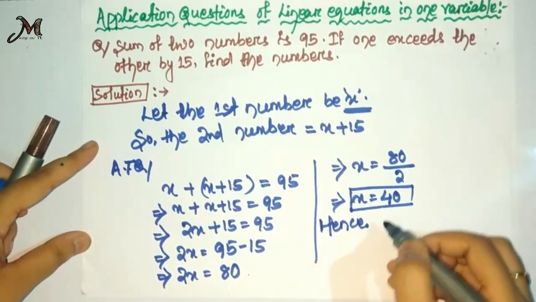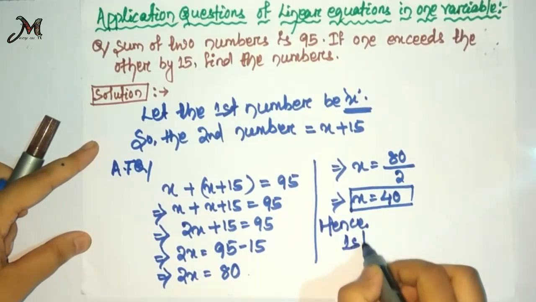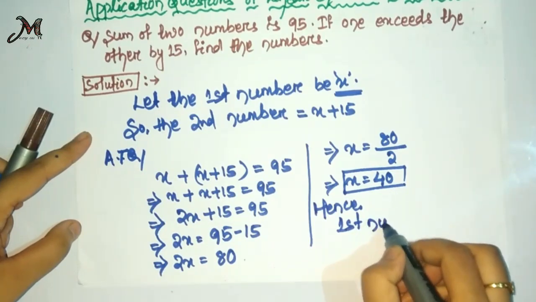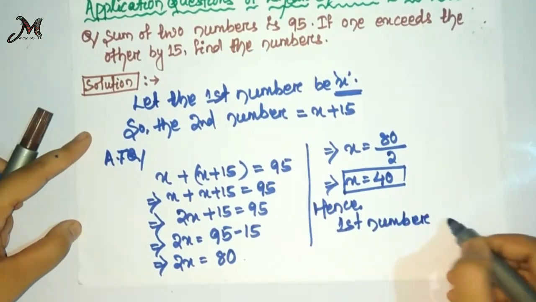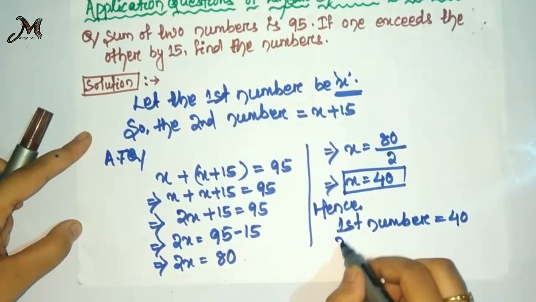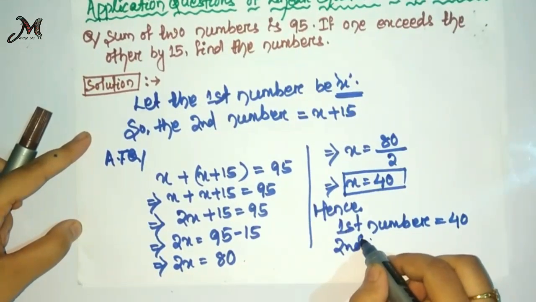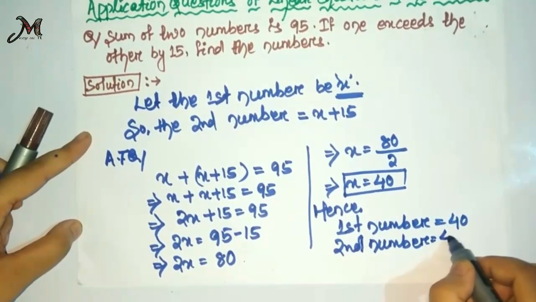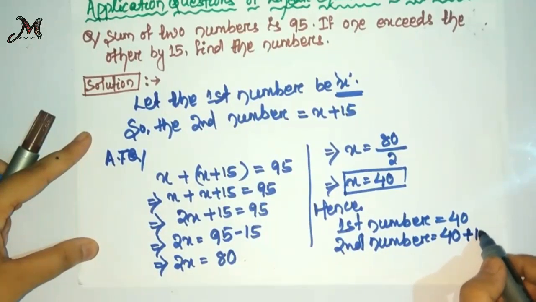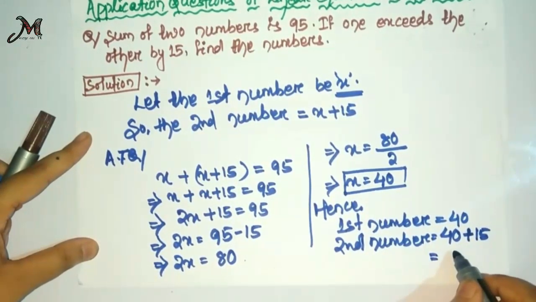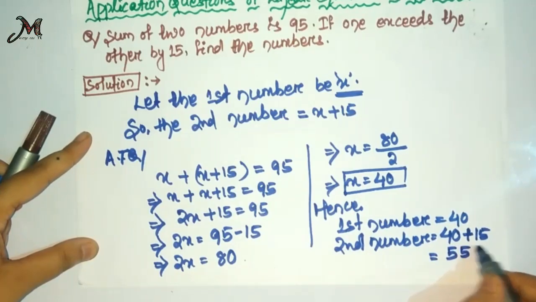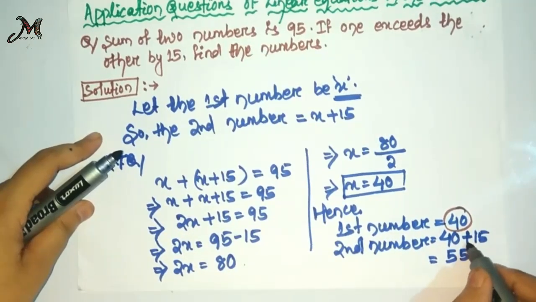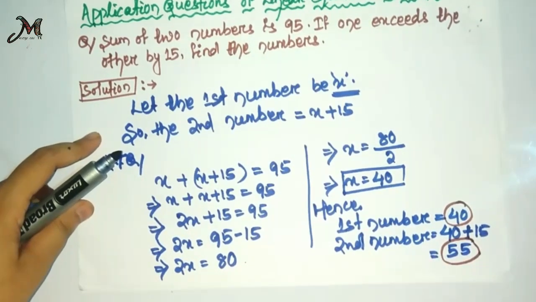Hence, first number. What will be the first number? The first number is x. So the first number is equal to 40, and similarly the second number is equal to 40 plus 15, that is equal to 55. So the required numbers were, one is 40 and the other number is 55.